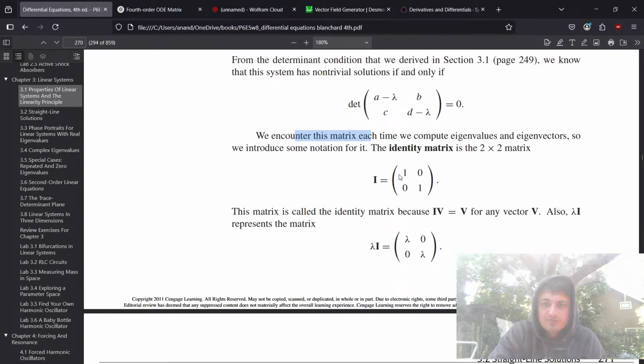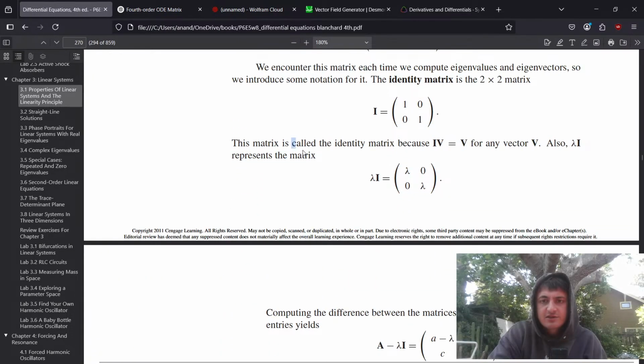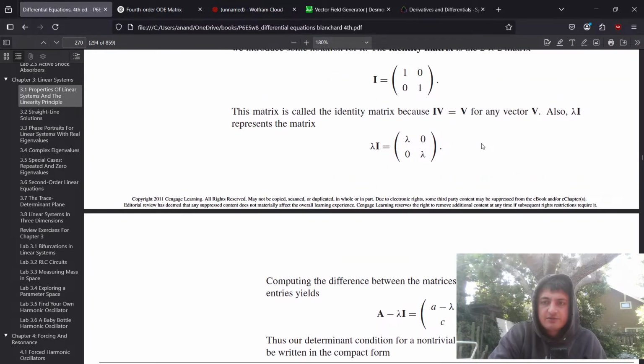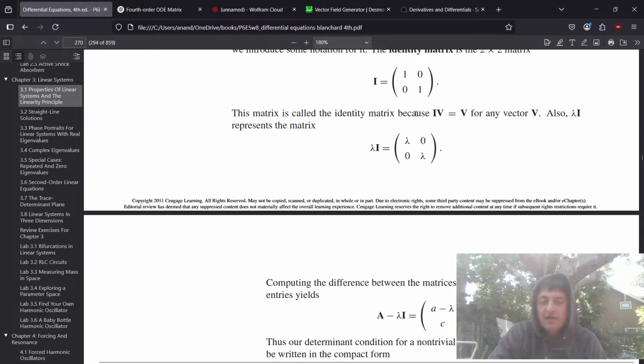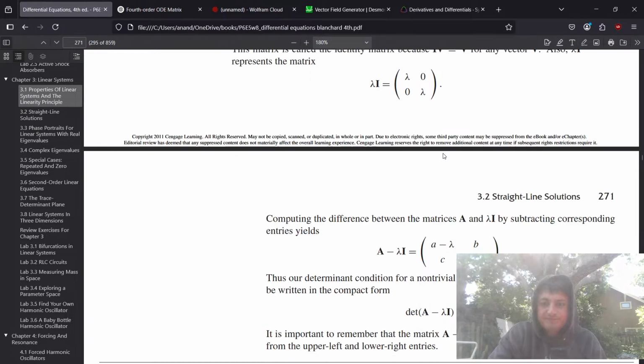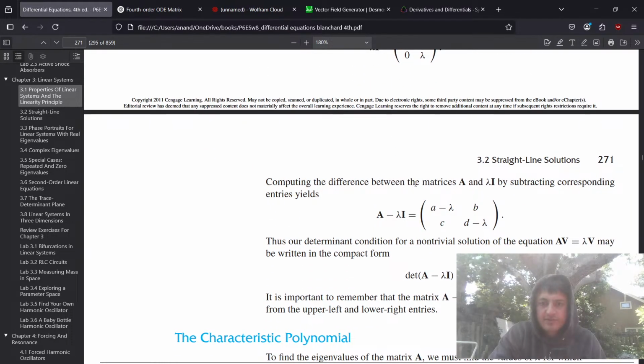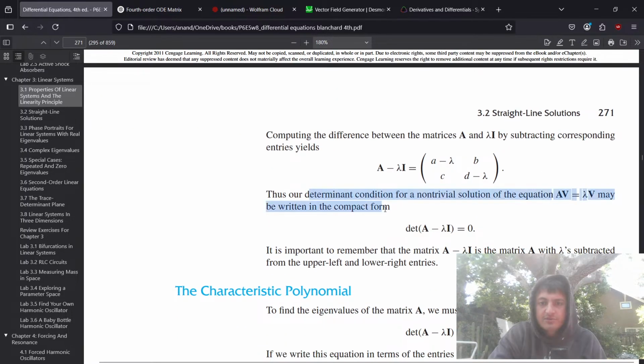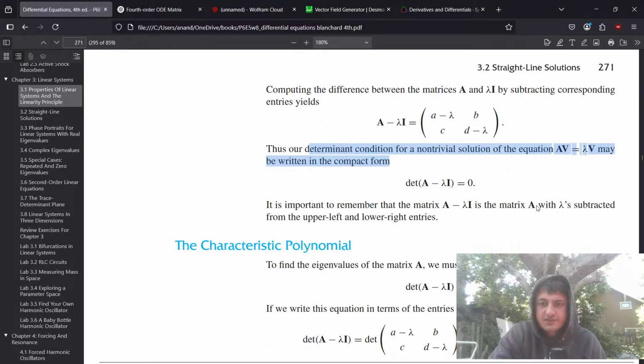The identity matrix is the ones on the diagonal. This matrix is called the identity matrix because I times V for any V is equal to V. Also, lambda I represents the matrix. Computing the difference between the matrices A and lambda I by subtracting the corresponding entries yields the following. Thus, our determinant condition for a non-trivial solution is the determinant of A minus lambda I.